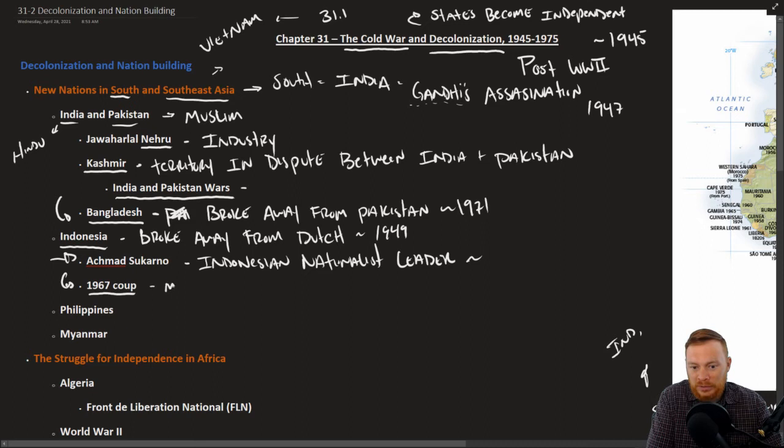A coup is a military overthrow. And in fact, some of these characteristics, like coups, government overthrows, and conflicts, are going to be somewhat common in the process of decolonization. But by 1949, Indonesia became independent from the Dutch, Sukarno being its first prime minister. And then in 1967, a coup overthrew Sukarno. Indonesia was put primarily under a military dictatorship after that point.